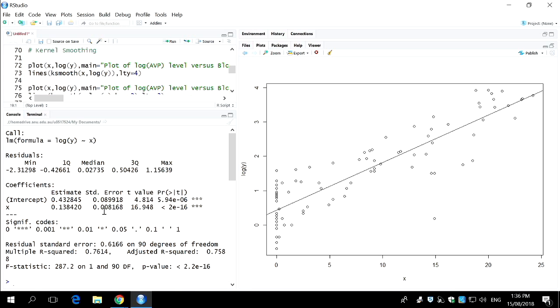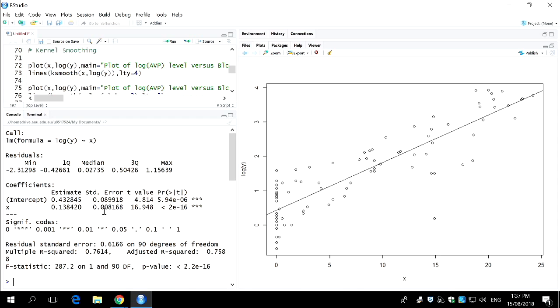And all the rest is the usual nonsense that you get from F-tests and so on. I will draw your attention to one more thing, R squared. R squared's 0.76. In a simple linear model, R squared is the proportion of variation explained by the model. So a linear model explains 76% of the variation in this data. So we look at that and we think, that looks pretty good. I'm pretty happy with that straight line.